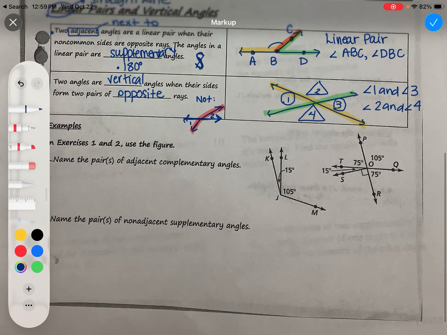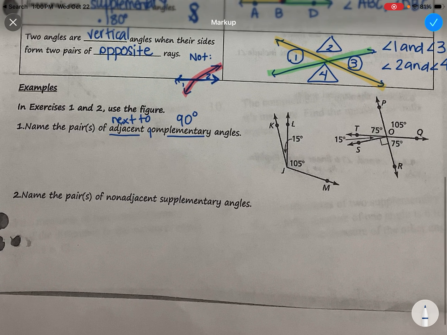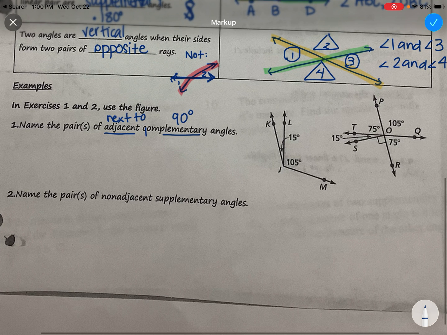Okay? So now let's practice our vocabulary a little bit. It says, exercises 1 and 2 use the figure. So we have this figure to the right. Name the pairs of adjacent complementary angles. We have 2 new vocabulary words. Adjacent means next to. Complementary, when somebody gives you a compliment, you feel right about yourself, 90 degrees, right? So they have to add up to 90. So they have to be next to each other, and they have to add up to 90 degrees.